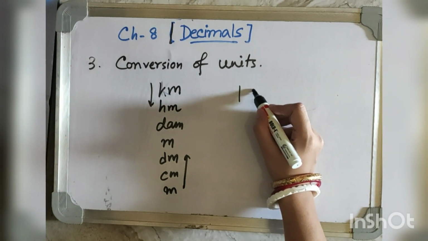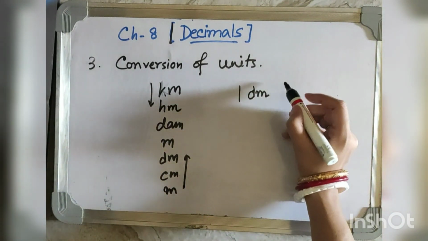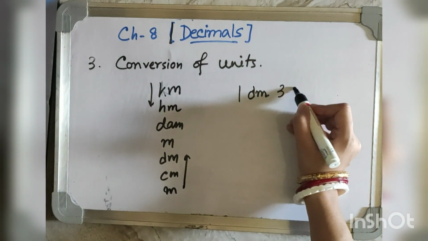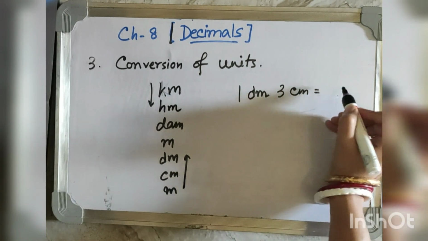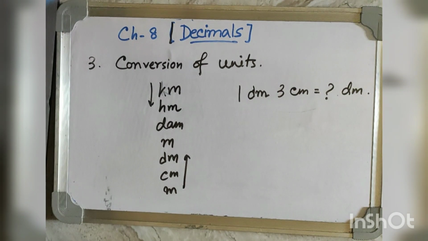1 decimeter 3 centimeter is equal to how many decimeter? In this way the question is given.